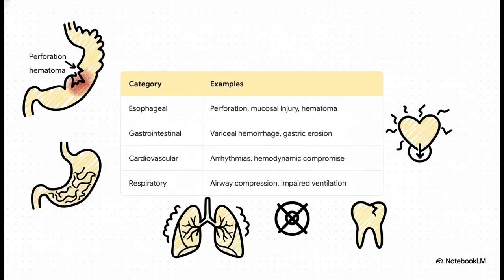We always have to remember that TEE is an invasive procedure, and it is not without risk. Now, major complications are thankfully very rare, but when they happen, they can be devastating. The one we all fear most, of course, is esophageal perforation. But we can also cause more minor mucosal injuries, bleeding or hematomas. In specific high-risk patients, there's always a concern for causing a variceal hemorrhage, and beyond that, we can see things like arrhythmias during insertion, airway compression from the probe itself, or even dental injury. Being acutely aware of these potential risks is the absolute first step toward preventing them.